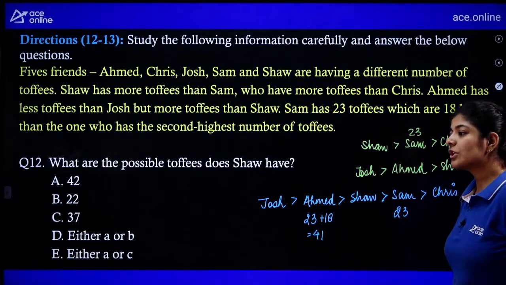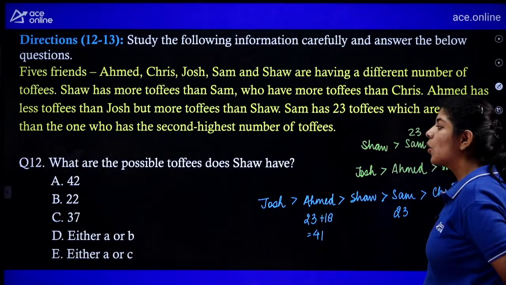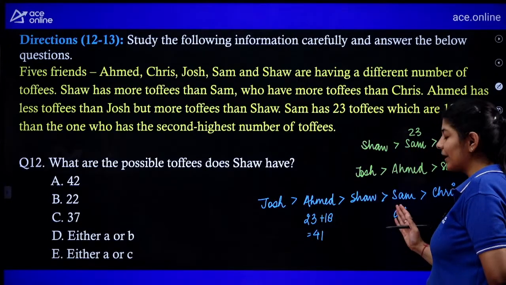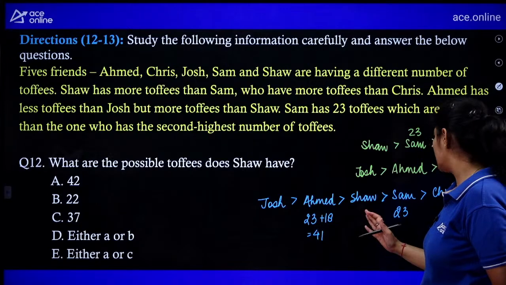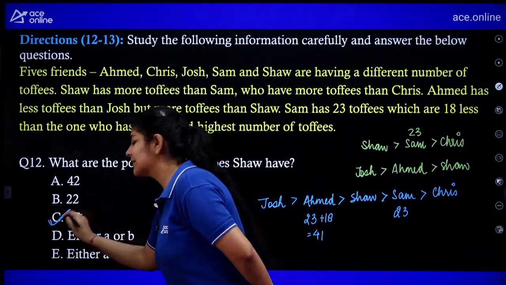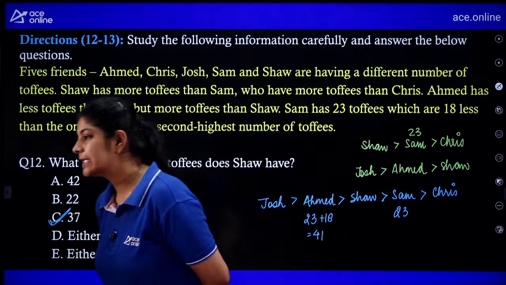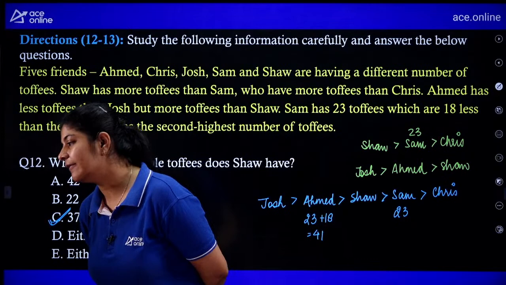Now, the question is asking that what are the possible toffees does Shaw have? It is less than this one and greater than this one. 42, no. 22, no. 37, yes. So option number C is the correct one. The correct answer over here is your option number C. Very good, Ragla. Very good, Hello World.